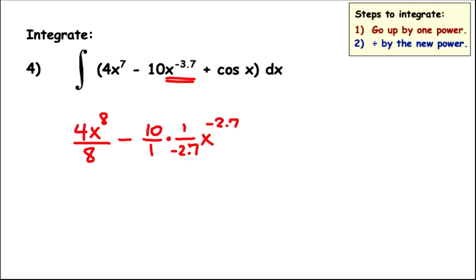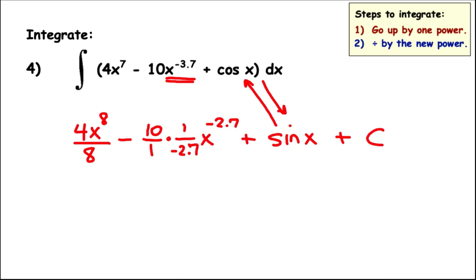All right. And then plus sine of x, because remember, the derivative of sine is cosine. We're just going backwards. Plus c. Always plus c.